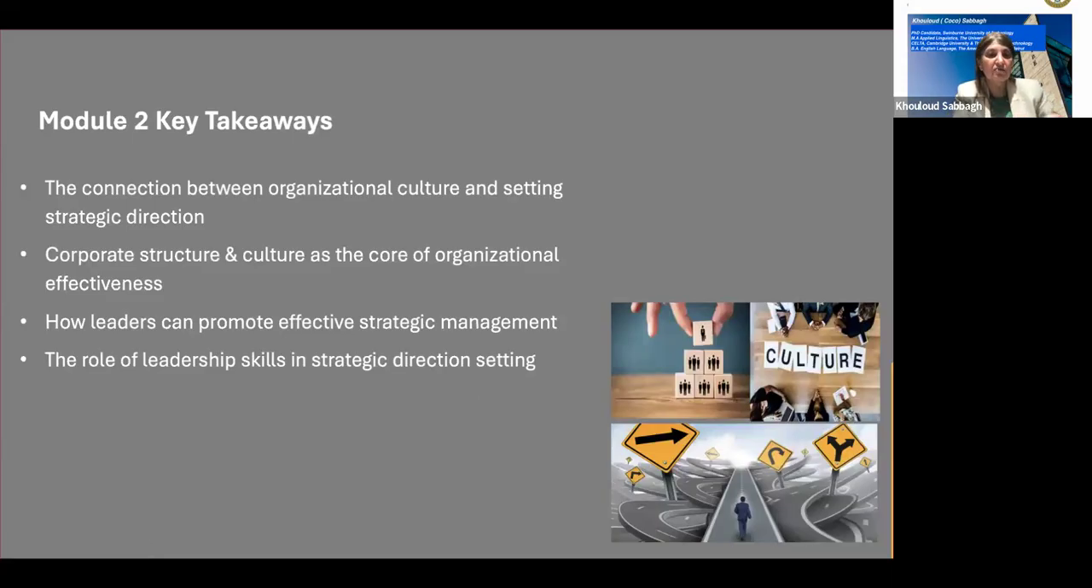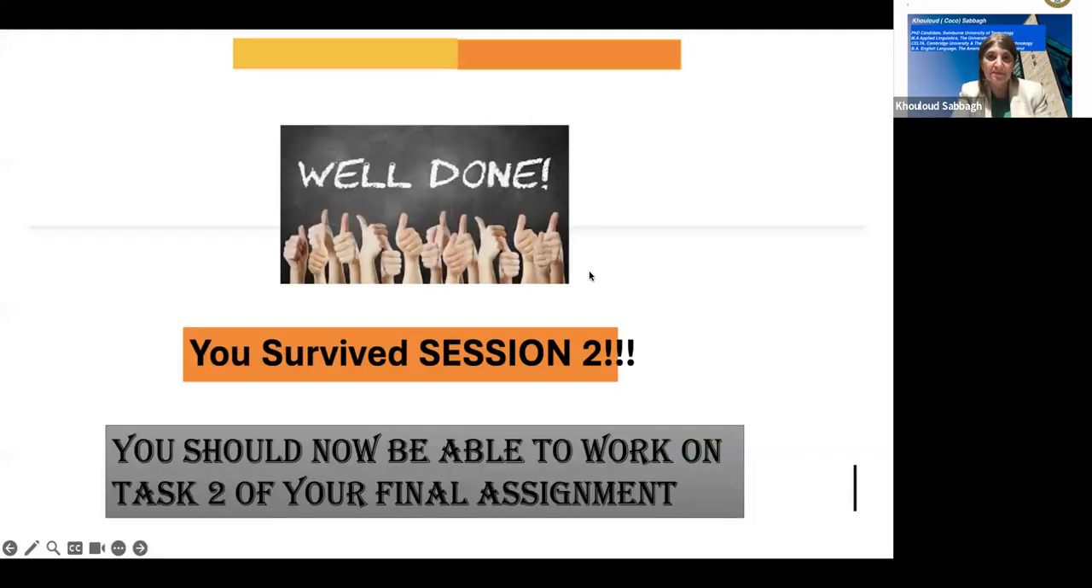So basically, the takeaway from the second module today: we connect organizational culture and how to set a strategic direction. They are very well connected because they're connected by the vision, obviously. Corporate structure, culture, how leaders promote effective strategic management, and the role of leadership skills, which are these 3 tools that we talked about in strategic direction setting. You have 3 tools to envisage the future: vision, strategy and tactics. And that's it for me.